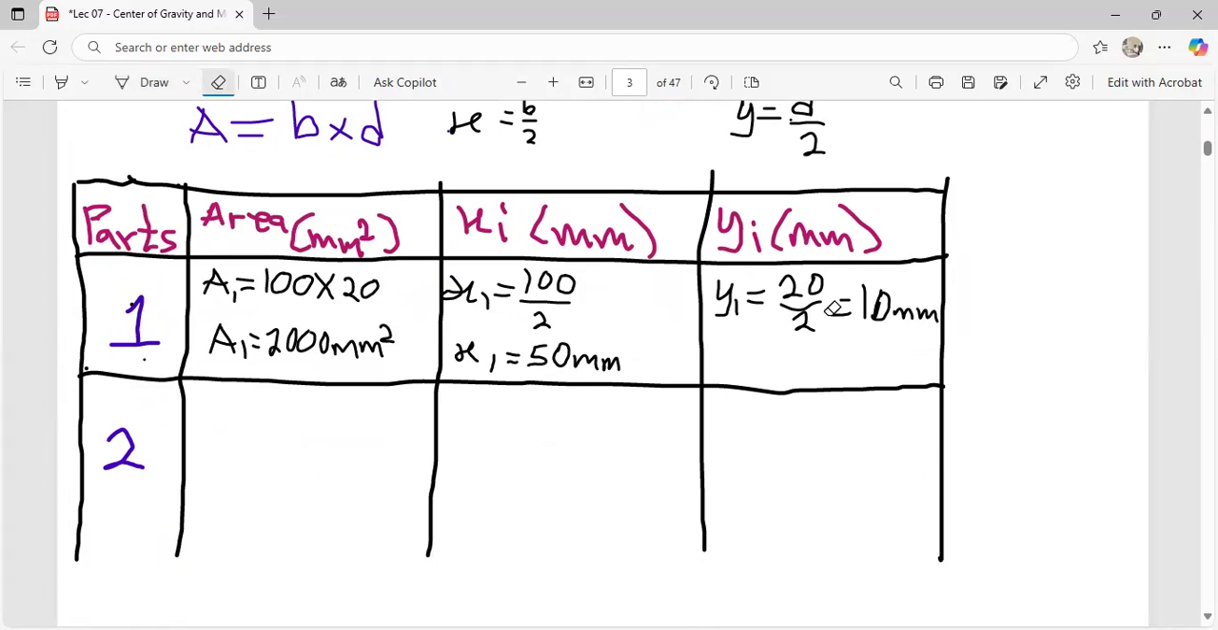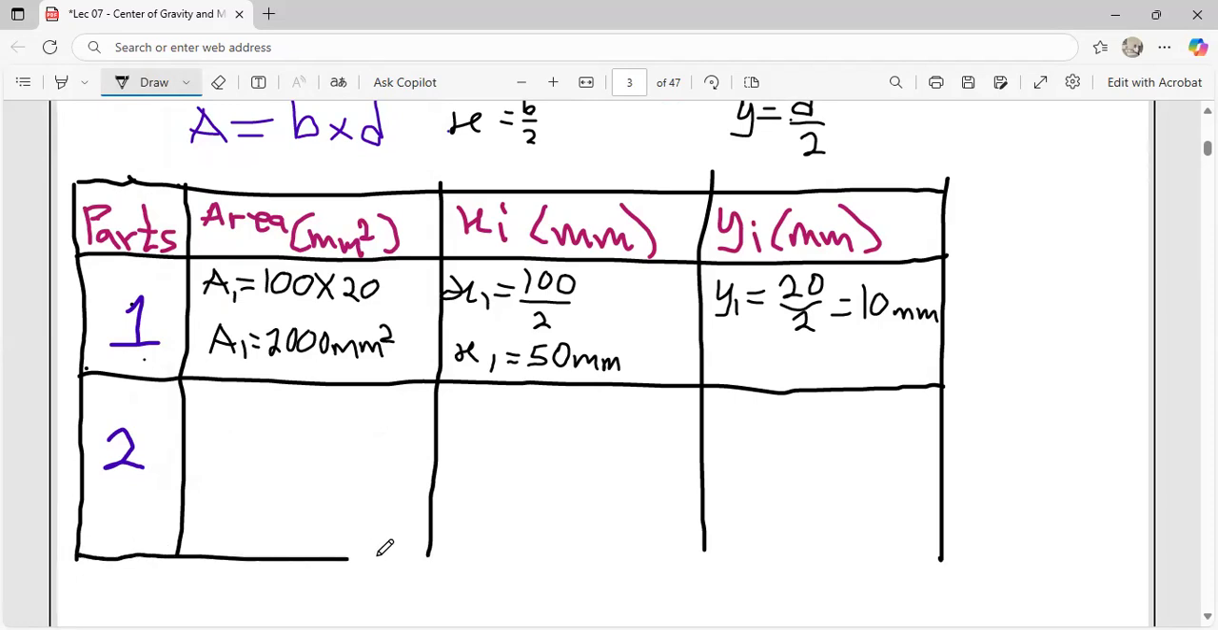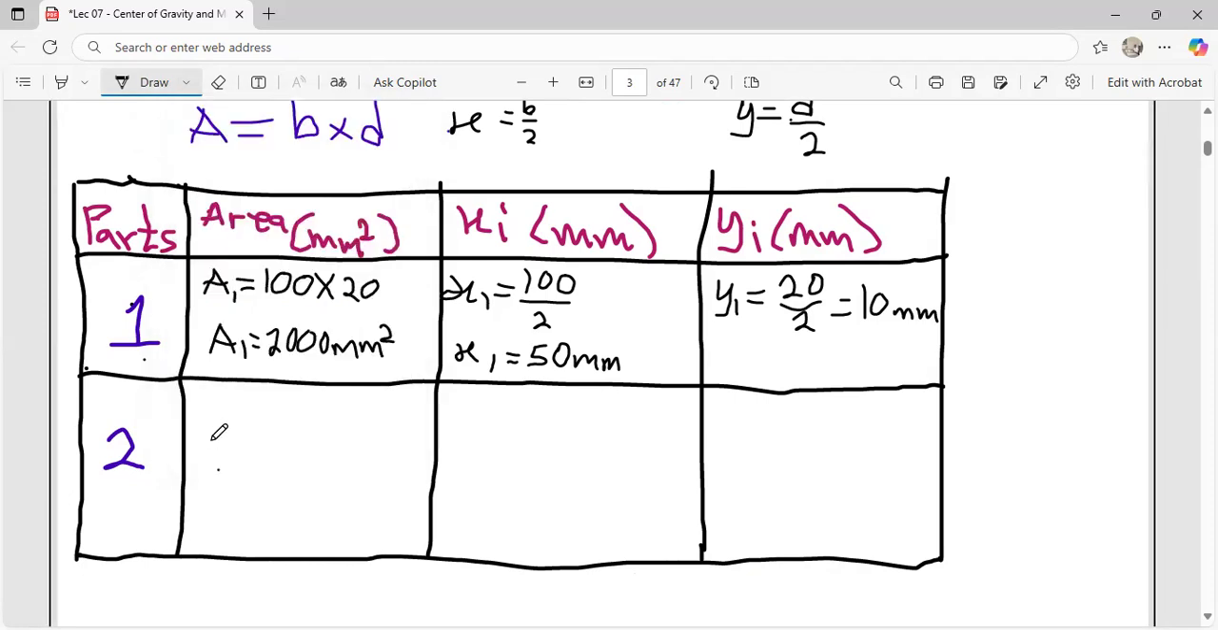From here, the next thing we are supposed to do, we also have to consider our part 2. Then from there, we can just accelerate. So this is our part 2. Let's calculate for the part 2 and then move on. For the part 2, first of all, we have to calculate for the area, and then later we calculate the x2 and then the y2.